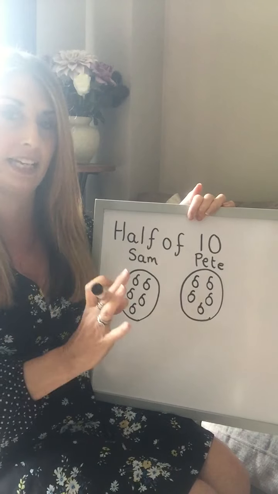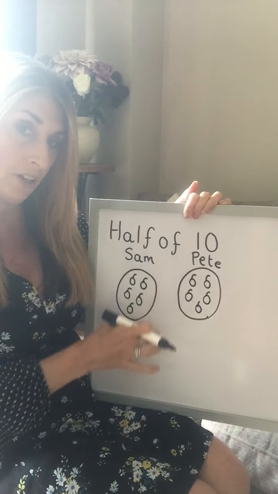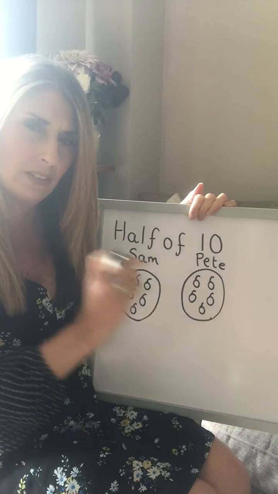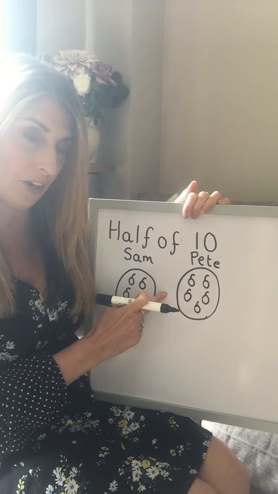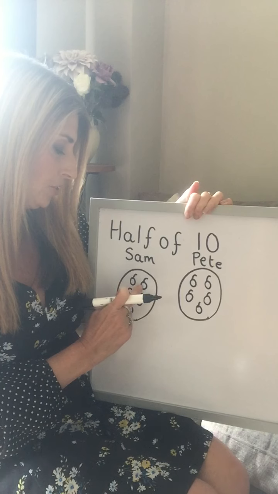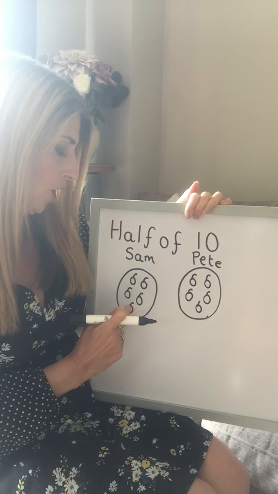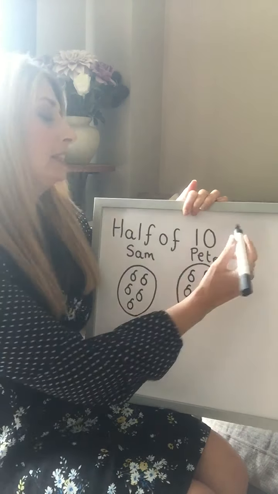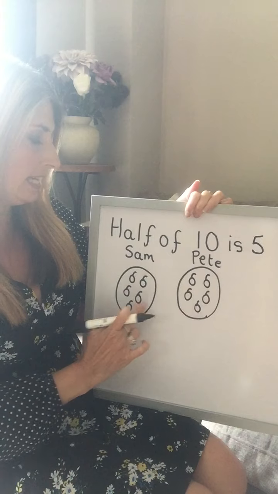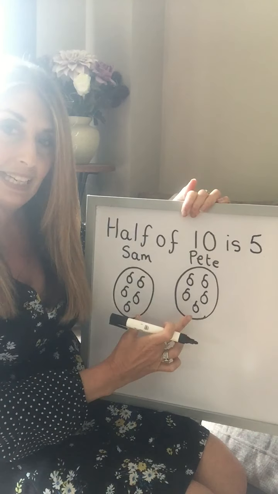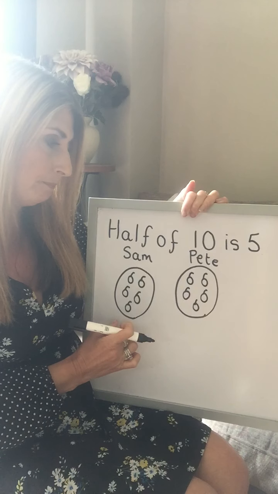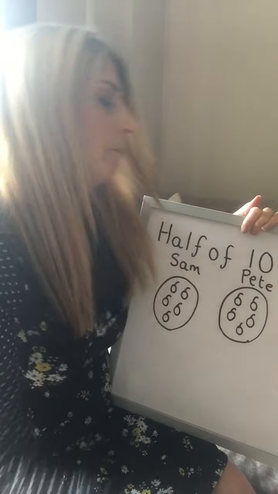So I've done 10, I've halved 10. So this is one half and this is the other half. So let's just count how many is in one half. 1, 2, 3, 4, 5. So half of 10 is 5. And as you can see, there's the same amount in each group. Okay? I'm going to do another one.